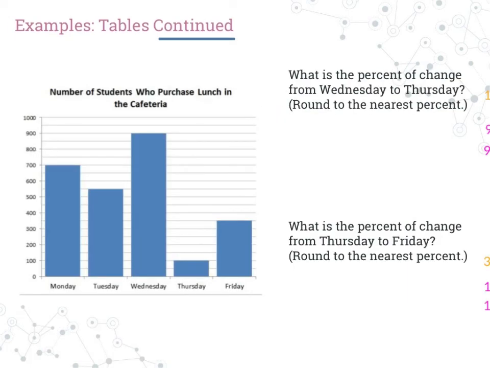So here we are at another type of table, and this table appears to be a bar graph. It says the number of students who purchase lunch in the cafeteria. So we have a couple of problems to do. The first one says, what is the percent of change from Wednesday to Thursday?